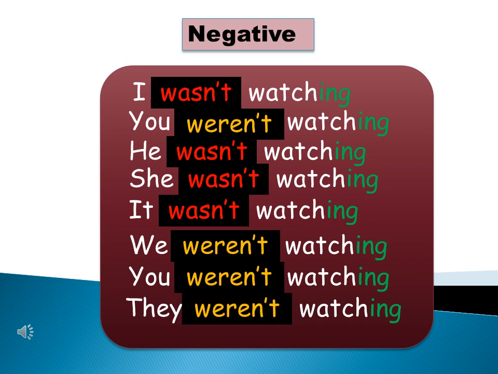Now let's see the negative case. نفي. So شنو كان عندنا في الافيرماتيف؟ I was watching. دوك غنزيدو غير not. I wasn't watching. You weren't watching. He wasn't watching. She wasn't watching. It wasn't watching. We weren't watching. You weren't watching.